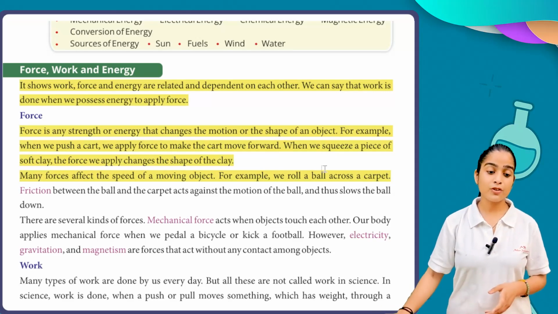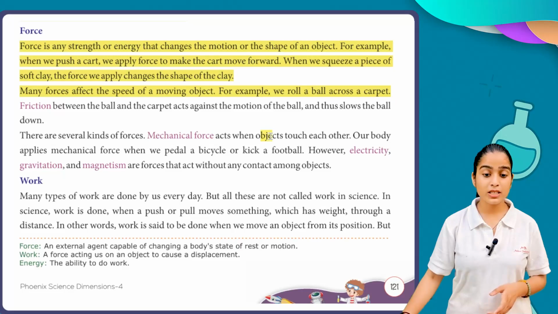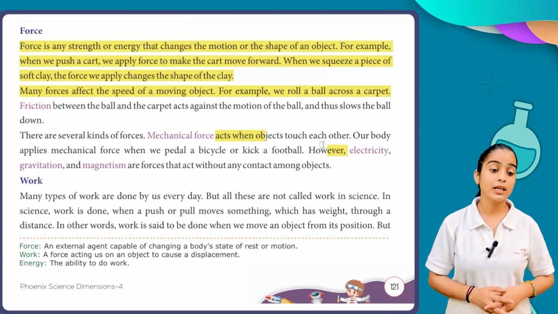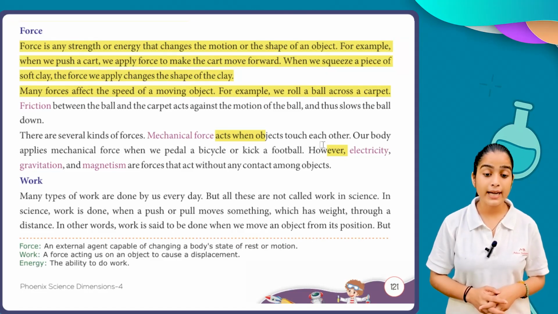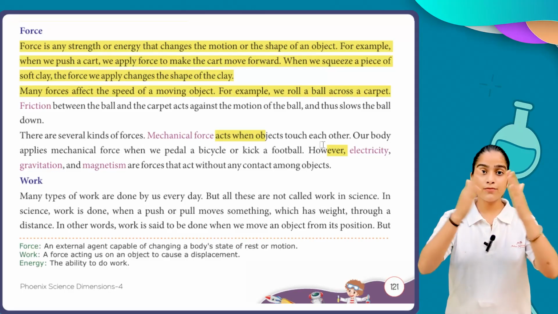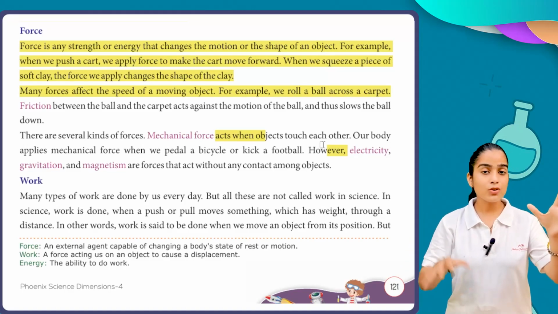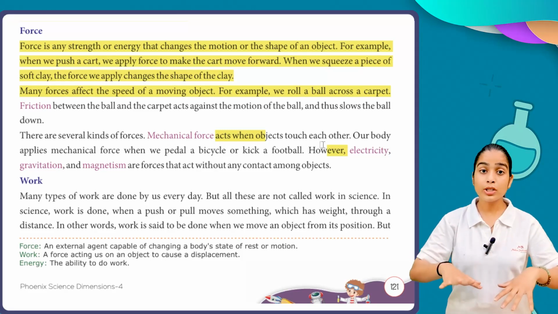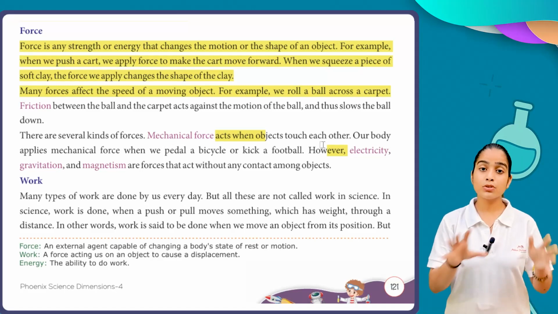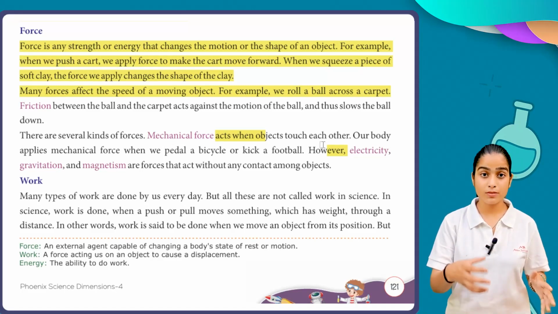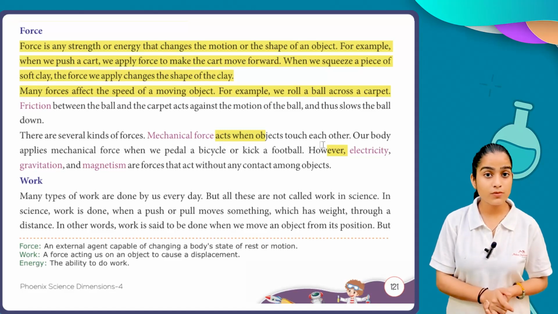There are several kinds of forces. Mechanical forces act on objects that touch each other. Our body applies mechanical forces when we pedal a bicycle or kick a football. However, electricity, gravitation, and magnetism are forces that act without any contact among objects. So here we understand that we have two types of forces, contact forces and non-contact forces. In non-contact forces we have magnetic forces and gravitational forces, right? But when we are talking about contact forces, we have mechanical forces and muscular forces. These are the types of forces we have.